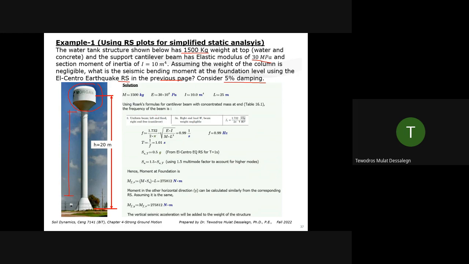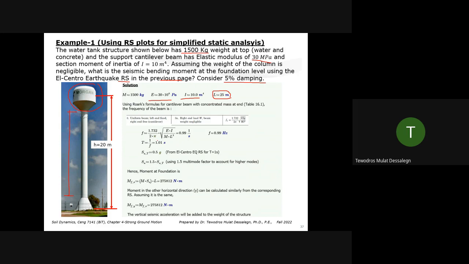This is just to show you how you can use those plotters, and this is for a quick hand calculation. You don't need any fancy software here. For a quick hand calculation, you can use this. You know the mass, you know the elastic modulus, inertia, and you know the height. I think the height, L, says 25.